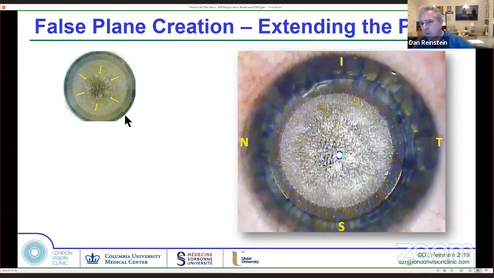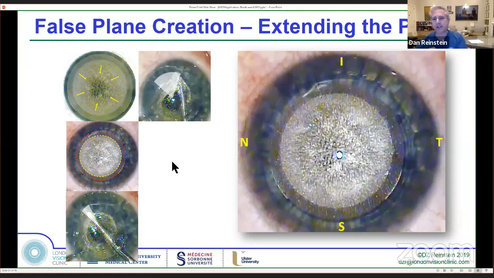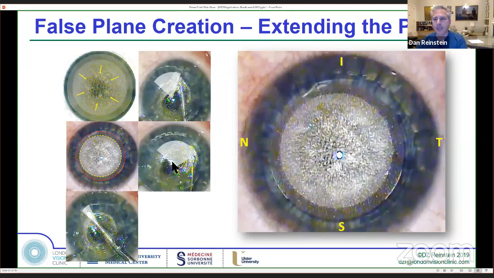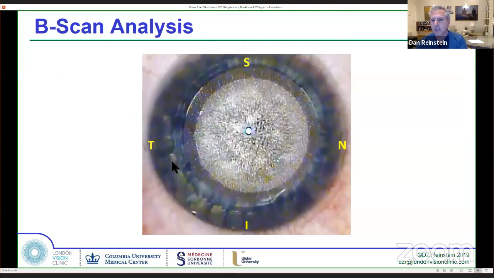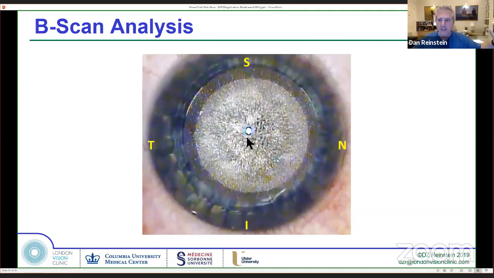So anyway, the point is I created a false plane and I dissected it and I didn't realize I had a false plane until quite late in the game. Thankfully, I did realize it and I stopped dissecting and I left it in place. And what I did was I took the patient directly to the MS39. And so I'm going to show you this. And this is without taking the lenticule out.